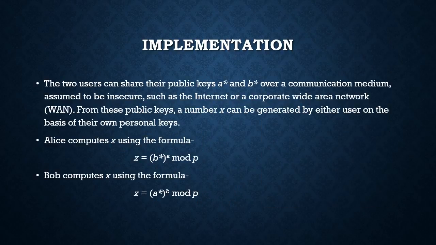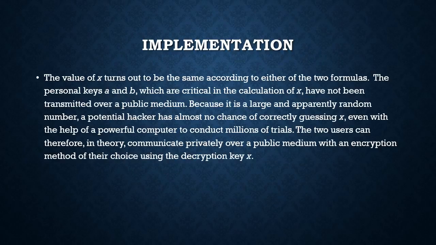The two users can share their public keys A star and B star over a communication medium assumed to be insecure, such as the Internet or a corporate wide area network (WAN). From these public keys, a number X can be generated by either user on the basis of their own personal keys. Alice computes X using the formula X equals B star raised to A mod P. Bob computes X using the formula X equals A star raised to B mod P. The value of X turns out to be the same according to either of the two formulas.